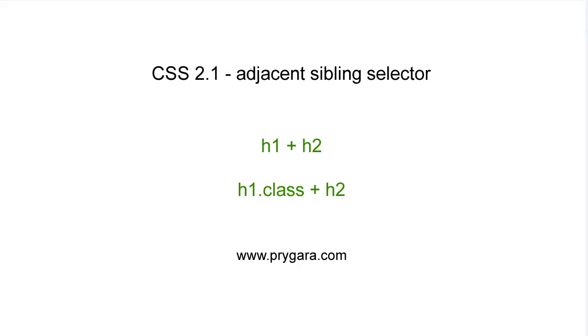Hello everybody. In this video I just wanted to demonstrate possible uses of the adjacent sibling selector. The adjacent sibling selector was introduced in CSS 2.1, and basically we have to keep in mind two main conditions for this selector to work. The first condition is that elements must share the same parent in the document tree, and the second condition is that elements must be adjacent in the document tree.